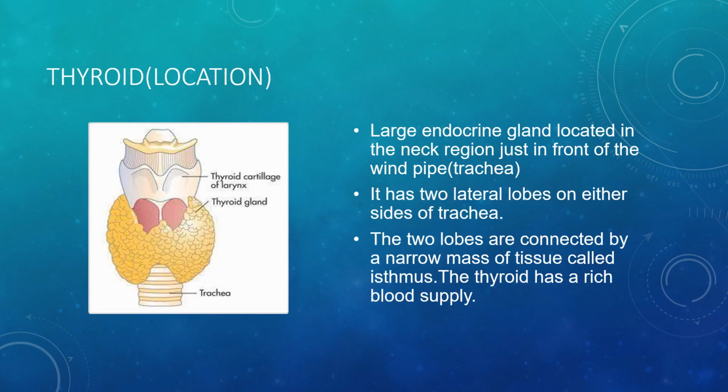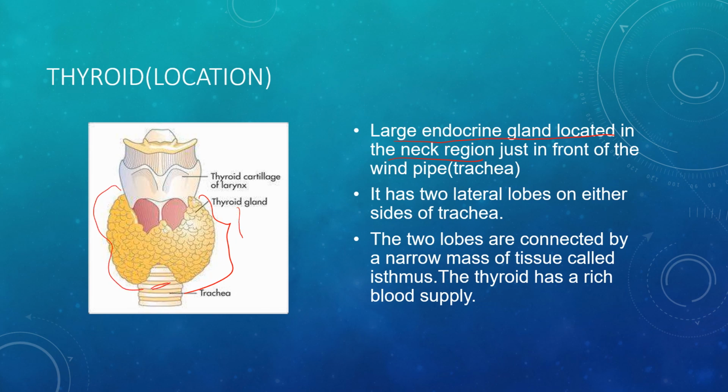Now next comes the thyroid gland. This is another major gland in our body. Where is the thyroid gland located? The location is, this large endocrine gland is located in the neck region. You can see this is the thyroid gland, and it is located in the neck region just in front of the windpipe. This is the trachea, in front of the windpipe it is located.